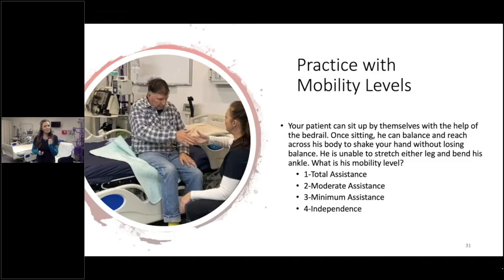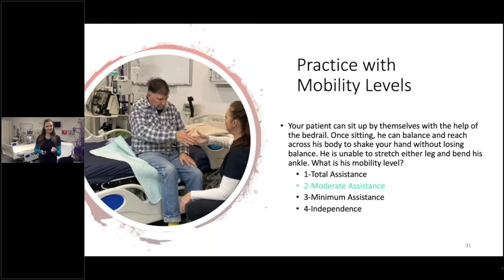He is unable to stretch either leg and bend his ankle. What is your patient's mobility level? Again, discuss it amongst yourselves or have a think about it if you're on your own. He can sit up and shake your hand without losing balance, but he is unable to stretch and point either leg. Hopefully you answered moderate assistance.